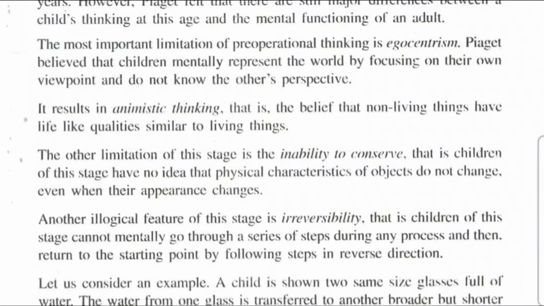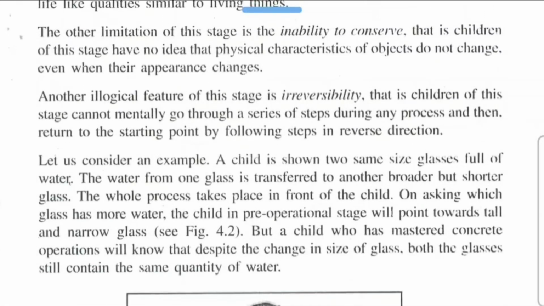Piaget believed that children mentally represent the world by focusing on their own viewpoint and are unable to understand others' perspectives. This results in animistic thinking, the belief that non-living things have lifelike qualities similar to living things. Another limitation of this stage is the inability to conserve, meaning children do not understand that physical characteristics of objects remain the same even when their appearance changes. Additionally, this stage is marked by irreversibility, meaning children cannot mentally go through a series of steps during any process and then return to the starting point by following the steps in reverse.